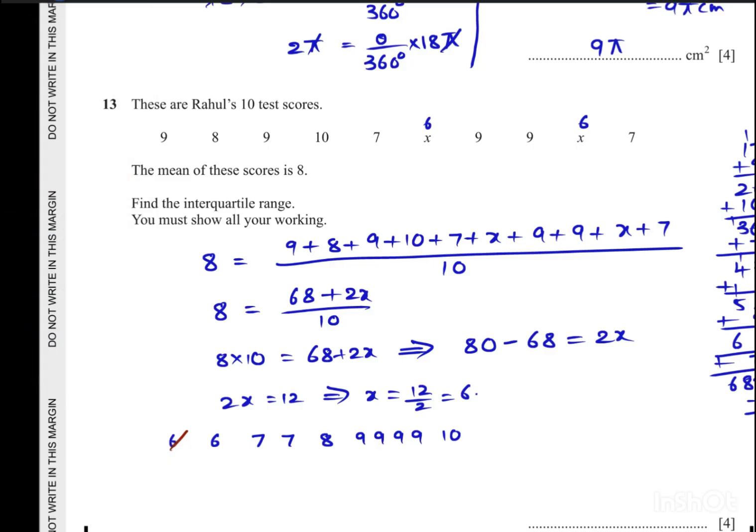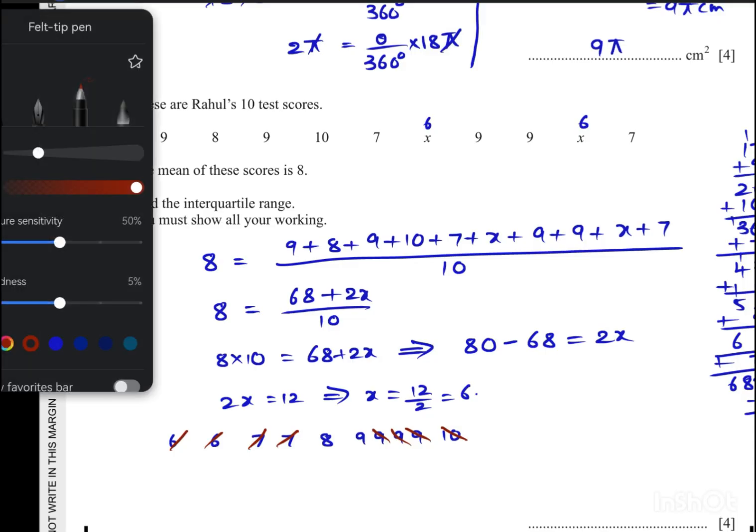So 1 cancel, second cancelled, third cancelled, fourth also cancelled. So the median is in between 8 and 9, so 8.5 will be the median. Now interquartile range, we need to know Q3 and Q1. What is Q1? Q1 will be somewhere between 6 and 7. Sorry, and Q3 will be, all 9s are there, so it will be 9 itself.